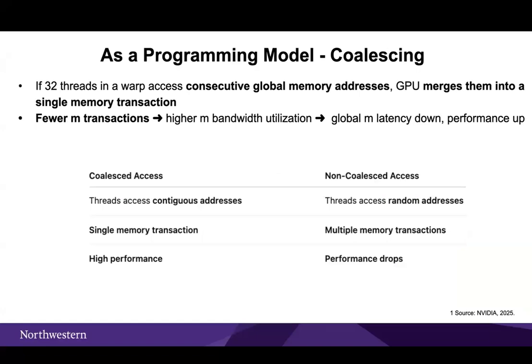In CUDA's coalescing programming model, if the global memory addresses accessed by a warp of 32 threads are contiguous, the GPU will combine them into a single memory transaction, thus reducing the number of memory transactions. This can improve the memory bandwidth utilization rate and reduce global memory latency. On the contrary, if the access addresses are random, there will be multiple memory transactions and performance will decline.